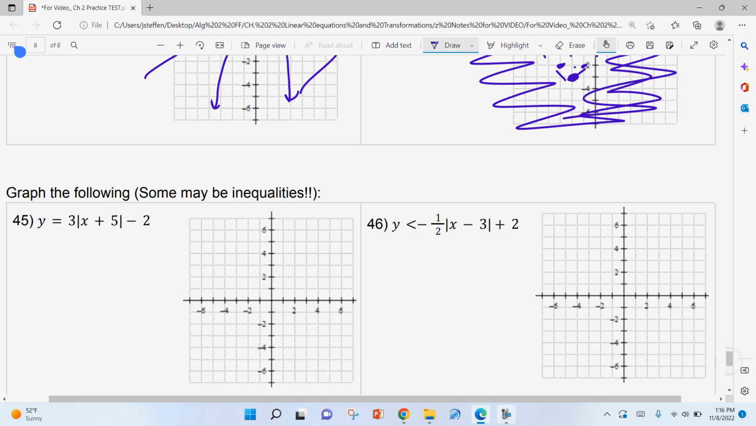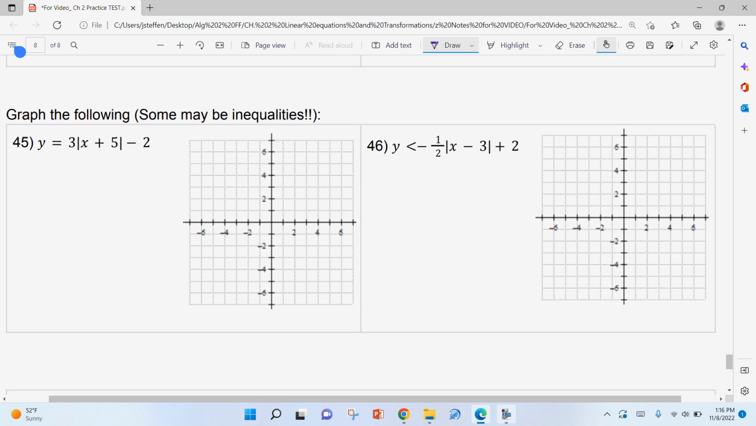Now we're going to take a little bit of a deep dive into absolute values. So this is where we're going to have some stretches and compresses. But again, an absolute value, the only difference is that's a slope. So we go to the left 5, down 2. So 1, 2, 3, 4, 5, down 1, 2. Then from there, now my slope from here is 3.